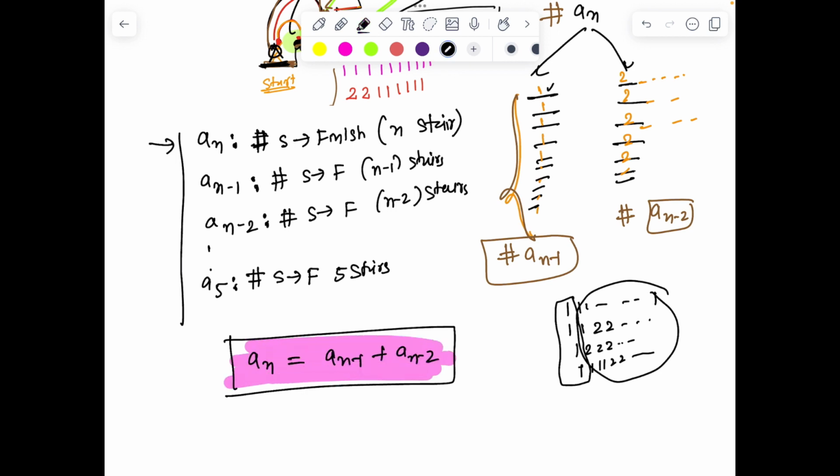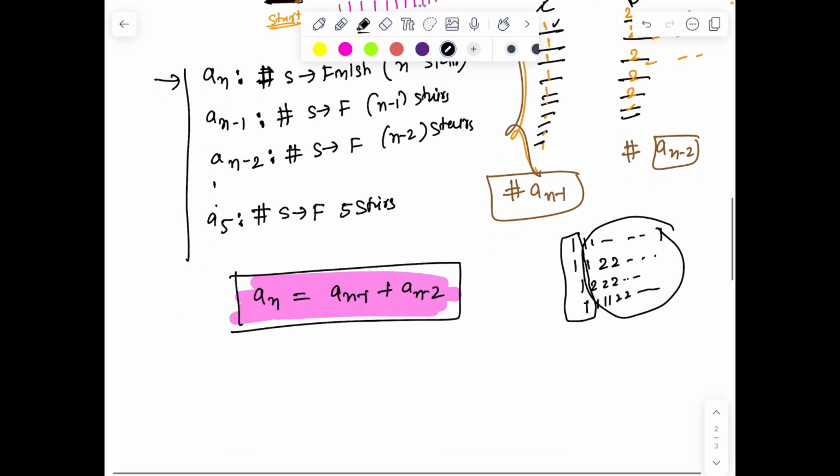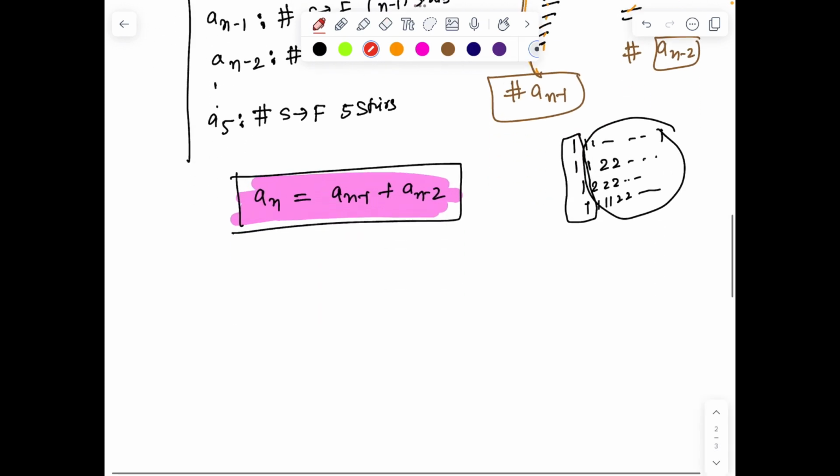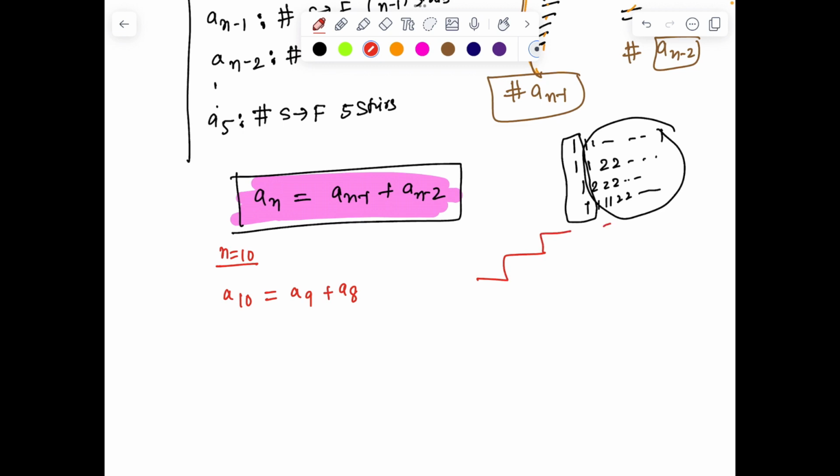Now what benefit are we getting from this? Let's play a game. Suppose in the previous question I wanted a10. So instead of n, if I keep 10, it's basically a10 equals a9 plus a8, which you can feel again. Suppose you have 10 stairs to start with, so the first move can be 1 stair or 2 stairs. If it is 1 step, then the remaining can be covered with a9 ways. And if it is 2, it can be covered with a8 ways. So total a10 equals a9 plus a8, as simple as that.